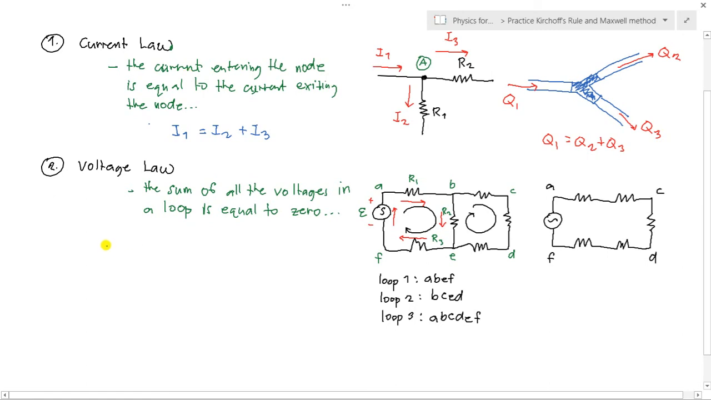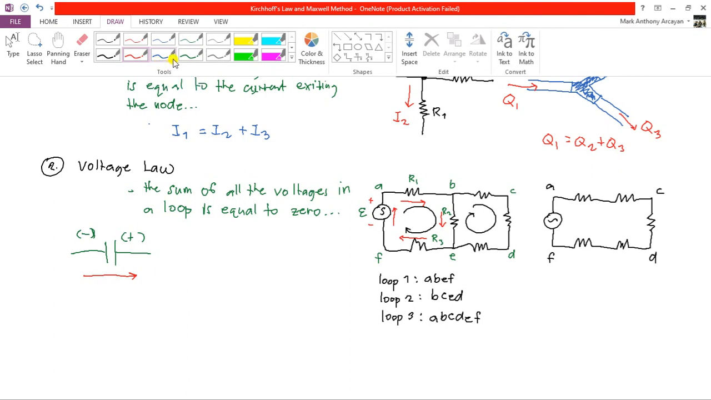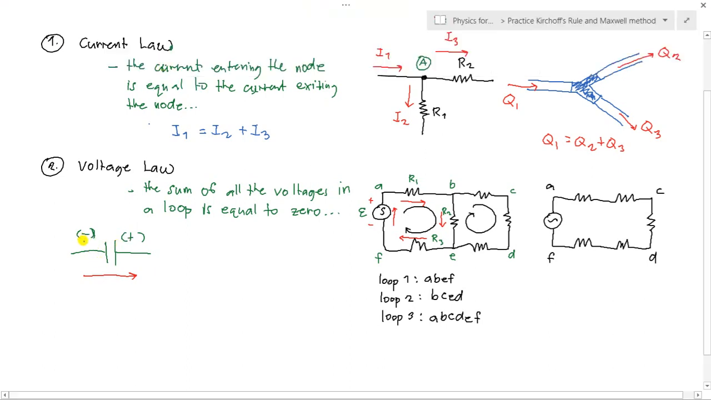So, let's say we have here a battery source. This is the positive terminal and this is the negative terminal. Of course, if the direction you assumed for the current goes toward the positive, what is its voltage change? Since the negative indicates zero or negative potential, then going to the positive, what is the change in voltage? The change here is positive, right?